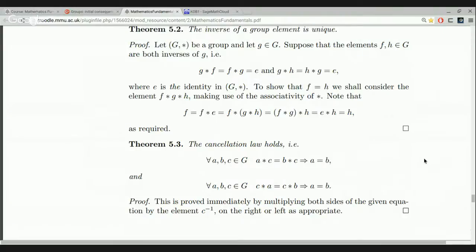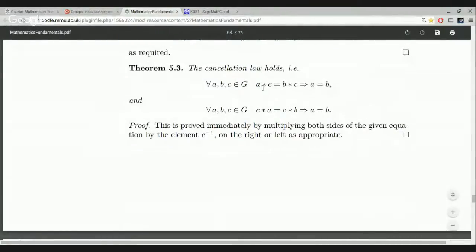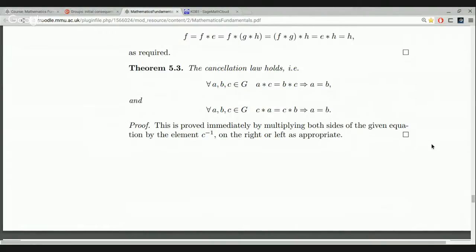And we could sit here for hours drawing out increasingly sophisticated consequences of the group axioms. There's a couple more of them there. I'll leave you to read through those. Theorem 5.3 is a cancellation law. It says when you're looking at group equations, you can cancel elements from either side. So you've got A times C equals B times C. You can cancel the C's. You conclude that A must be equal to B. You do that by multiplying both sides by the inverse of C.